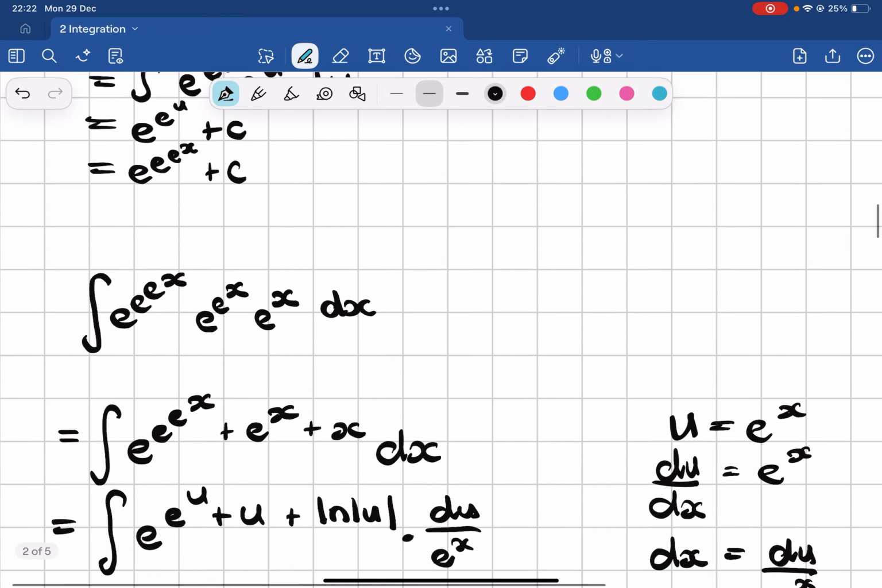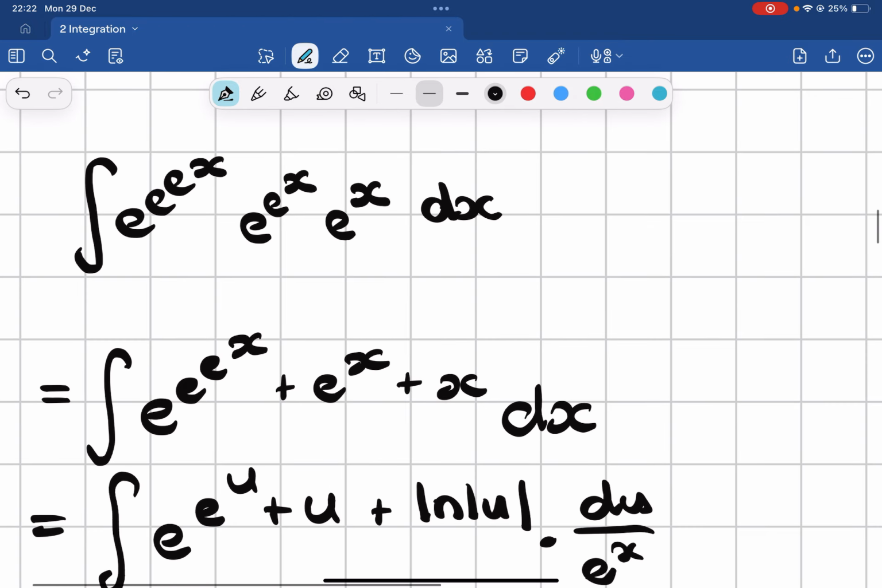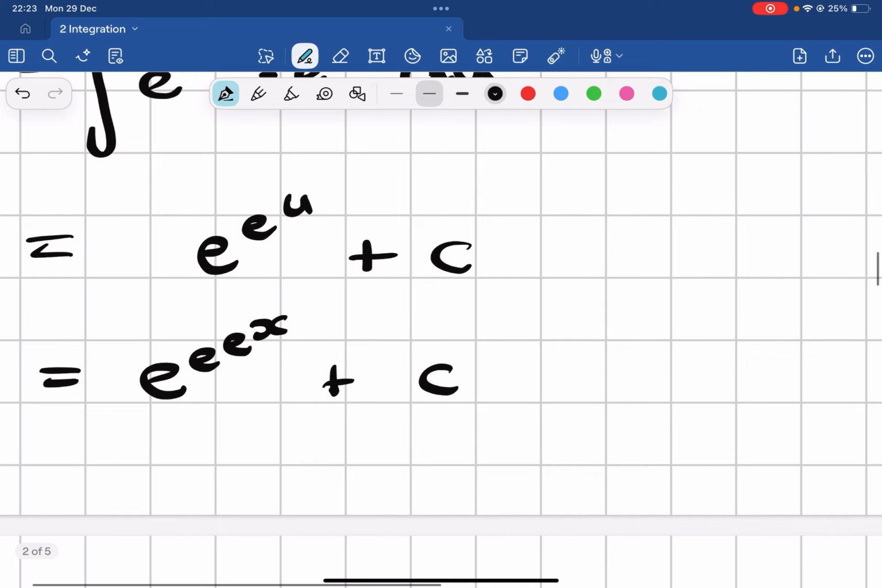And if we scroll up, yeah, the integral of this crazy e madness is just e to the x, which was just the first product.